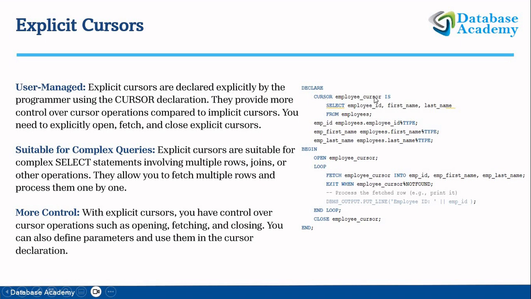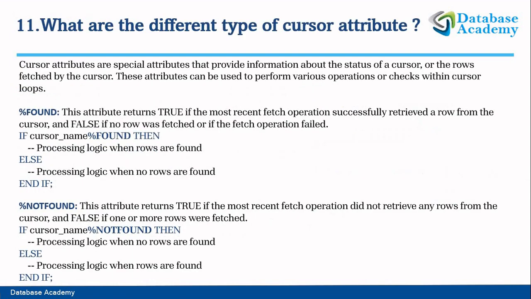Okay, so here we have cursors and we have control, like we can add where conditions, we can pass some parameters also, we can open, fetch and close this. So all these controlling features we have with the explicit cursor, which is not there in the implicit cursor.